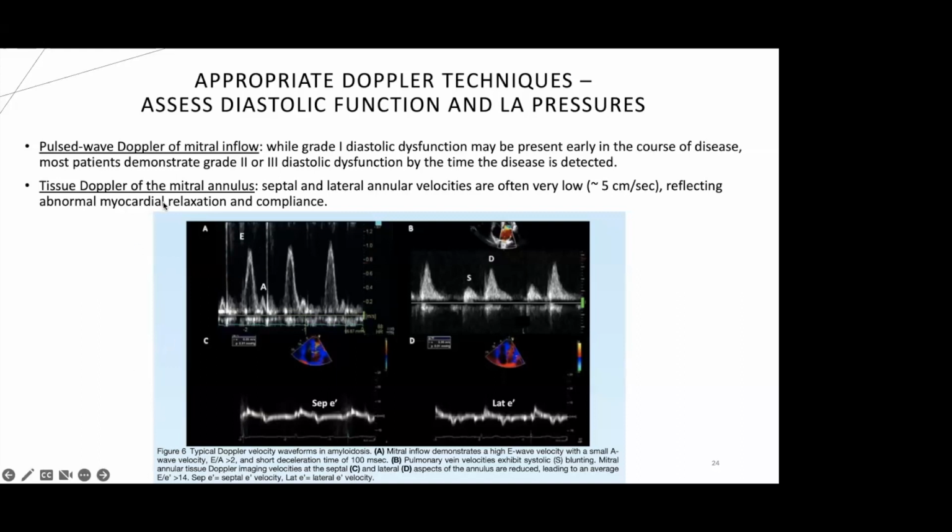When looking at the tissue Doppler of the mitral annulus, we see that the velocities are often very low, about 5 centimeters per second, which also reflects abnormal relaxation of the myocardium. Here we can see in panels C and D the low velocity tracings.